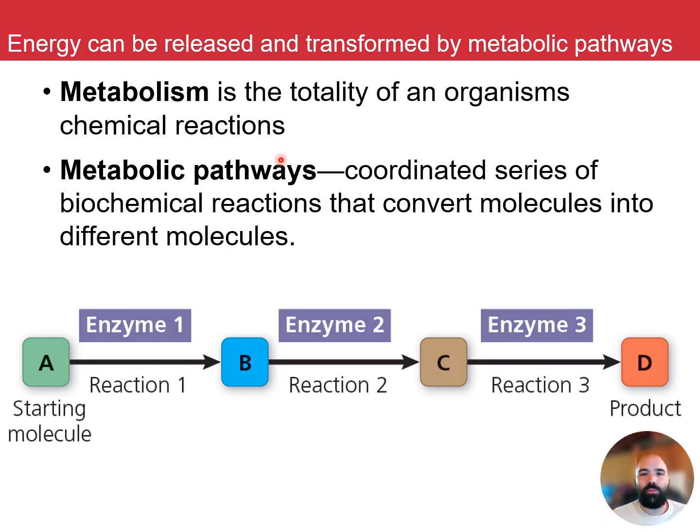A metabolic pathway is a series of coordinated enzyme catalyzed reactions. So here is a very short metabolic pathway. We start with A, and ultimately we want D. In order to get there, we first have to make B with one reaction, C with another, and then finally we make D with a third enzyme catalyzed reaction. Each of these reactions can be individually classified as exergonic or endergonic, but this total pathway from A to D is a metabolic pathway.